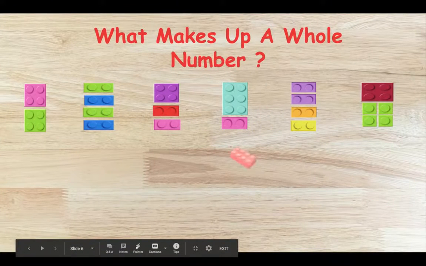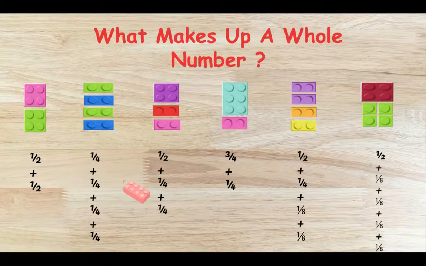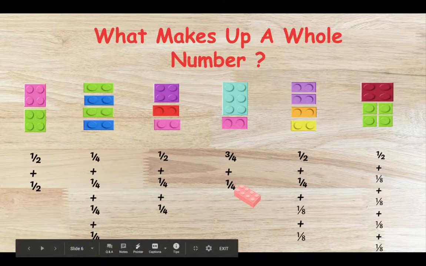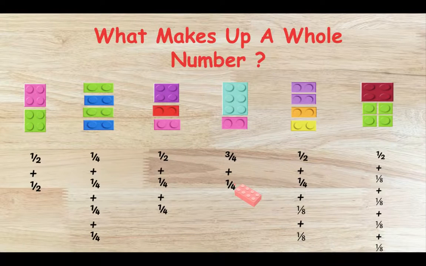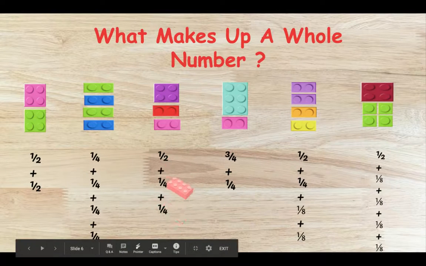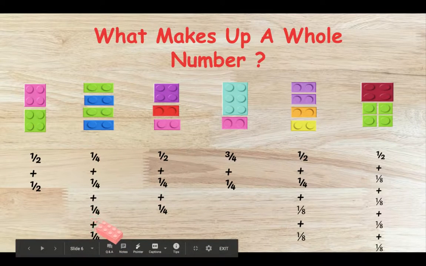What makes up a whole number? A whole number is made up of various combinations of fractions. One combination is 2 halves make a whole. Another combination is 3/4 plus 1/4 makes a whole. Another combination is that shown here, which is 1/2 plus 1/4 plus 1/4 makes a whole. Another combination is 4 portions of 1/4 each makes a whole, and so on.